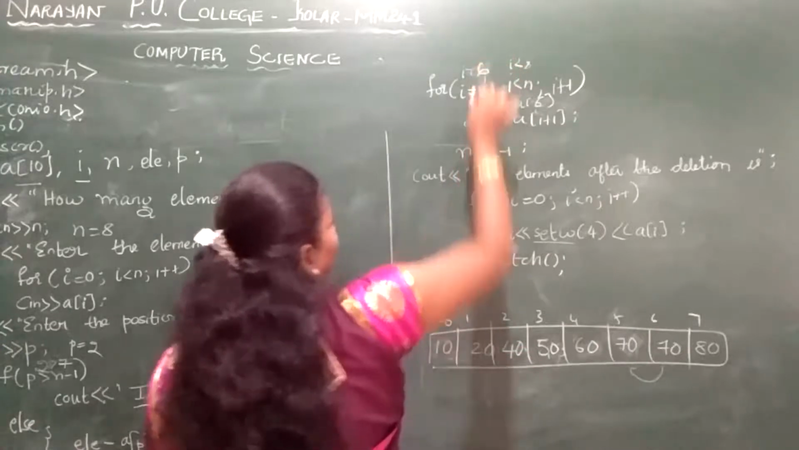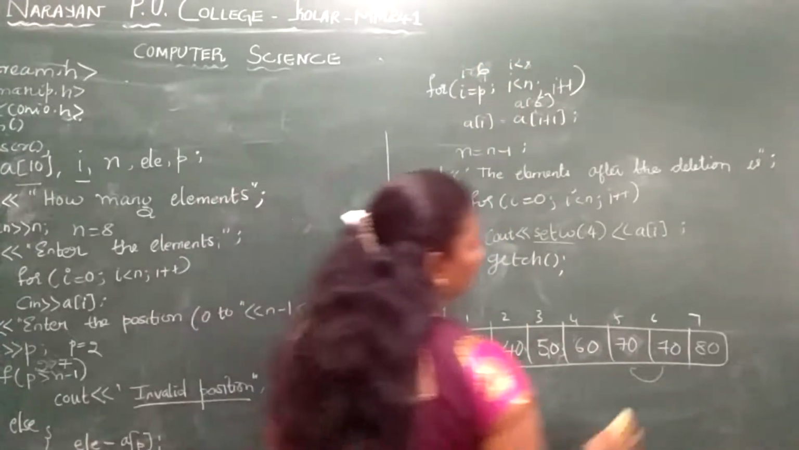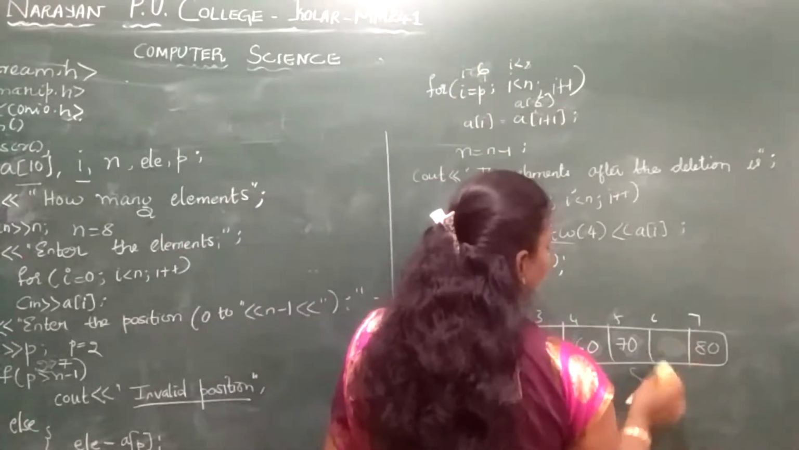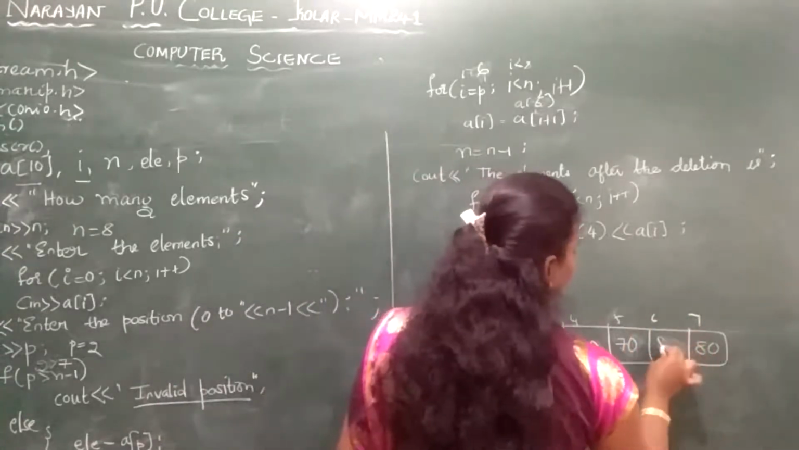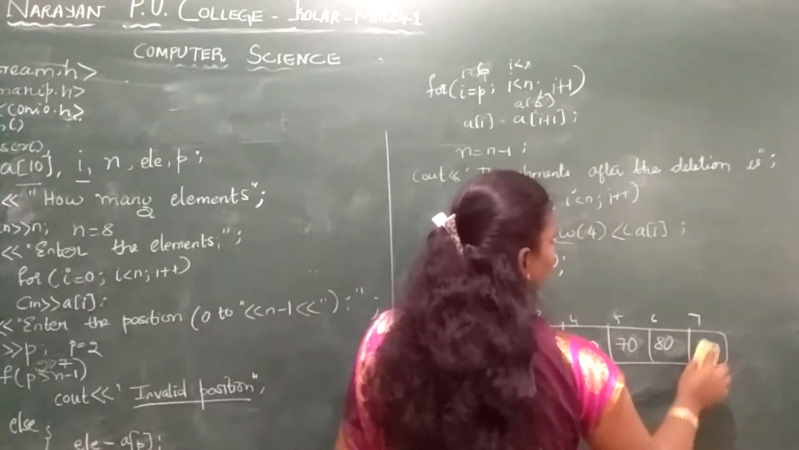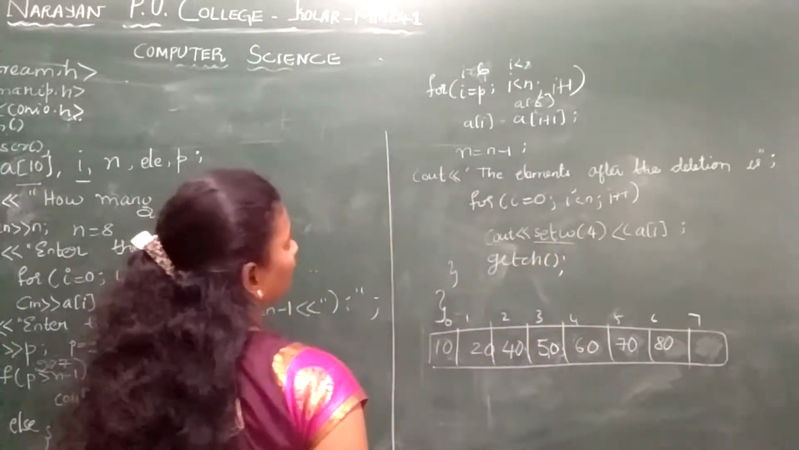The i value again gets incremented to 6. So i plus 1 is 7. What is there in a of 7? A of 7 I have 80. 80 is shifted to a of 6. So 80 is shifted to a of 6. Now the i value gets incremented to 7.